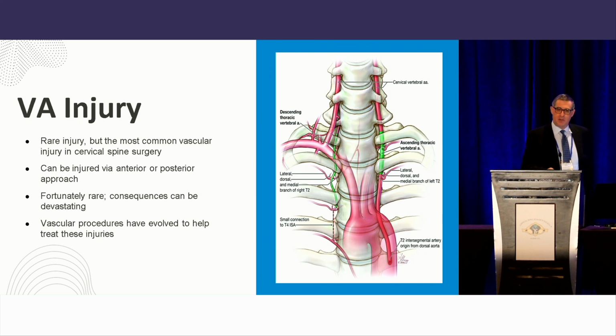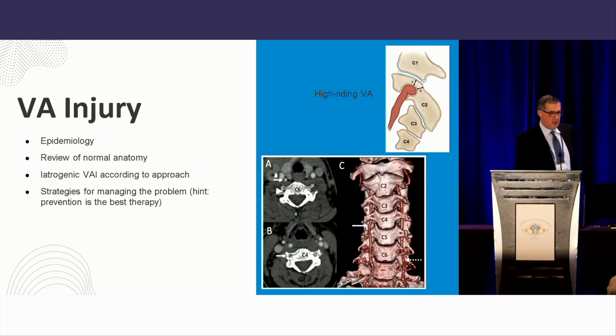I'm only talking about iatrogenic ones, not traumatic ones. It can be injured in any way you can think of, either anteriorly or posteriorly. Again, they're rare, but the consequences can be devastating. And vascular procedures over the last 10 or 15 years have evolved to really help treat these injuries instead of just packing them off and ligating them. They can be fixed endovascularly. So I'm going to talk about the epidemiology, a quick review of the normal anatomy, the iatrogenic vertebral artery injury according to the approach, and then strategies for managing the problem.